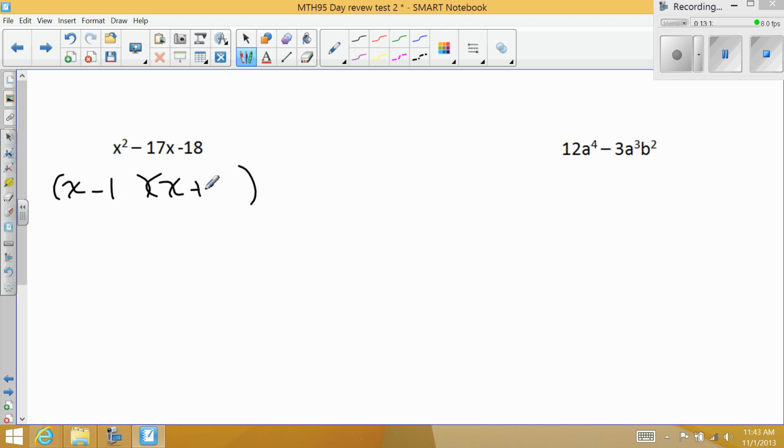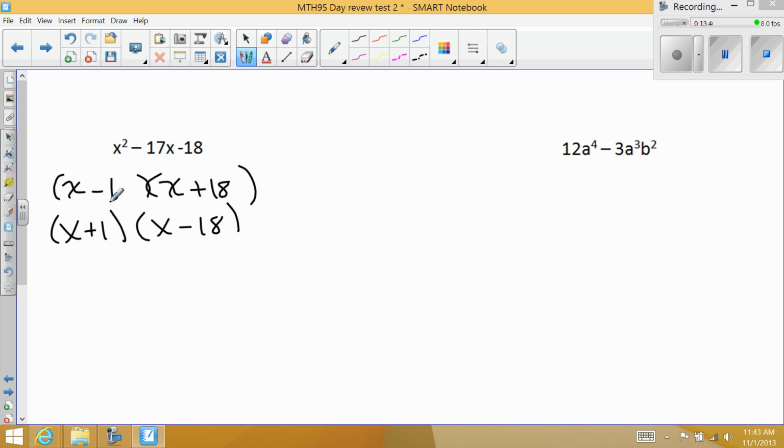Subtract 1 and plus 18, or x plus 1 and x subtract 18. I know both of these will give me an x squared and a negative 18. And then I'm looking for a middle term of negative 17x. So the 18 and 1 seem more promising for giving me a 17 than, say, the 2, 9 or 3, 6 combinations. So when you're using guess and check, use your best guesses first and check.